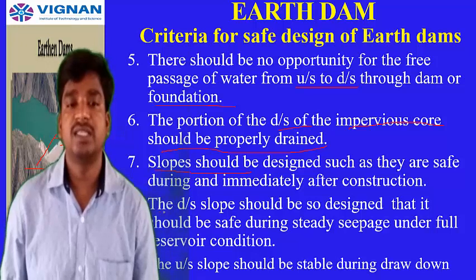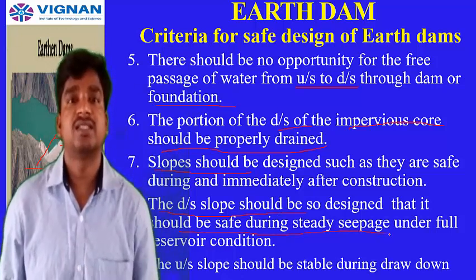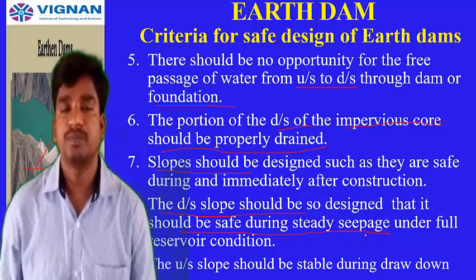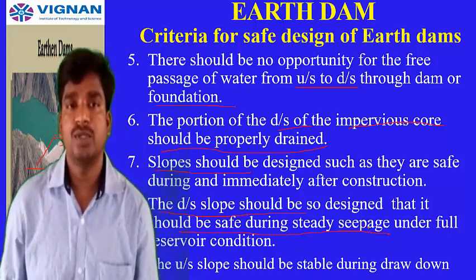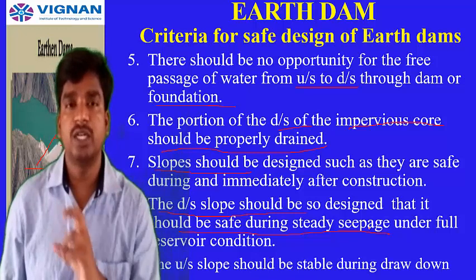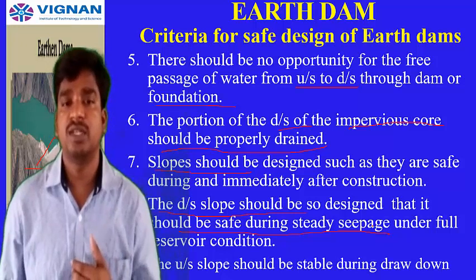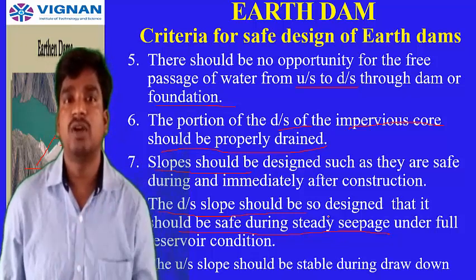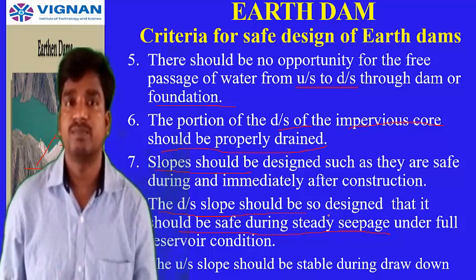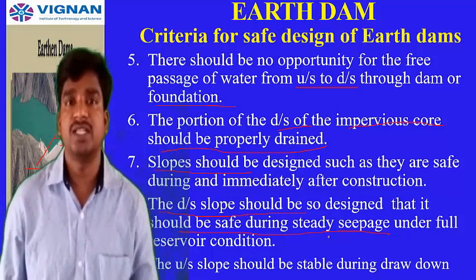Okay, next important point is the downstream slope should be designed such that it should be safe against steady seepage under full reservoir condition. We know that under full reservoir condition maximum amount of pressure will be there on the dam, because water always tries to seep through the pores. So this will create some extra amount of pore water pressure on the dam. So it must be designed in such a way that it should be safe against full water level condition. That is one more important point to be noted. So seepage at any cost we have to control under full reservoir condition levels.